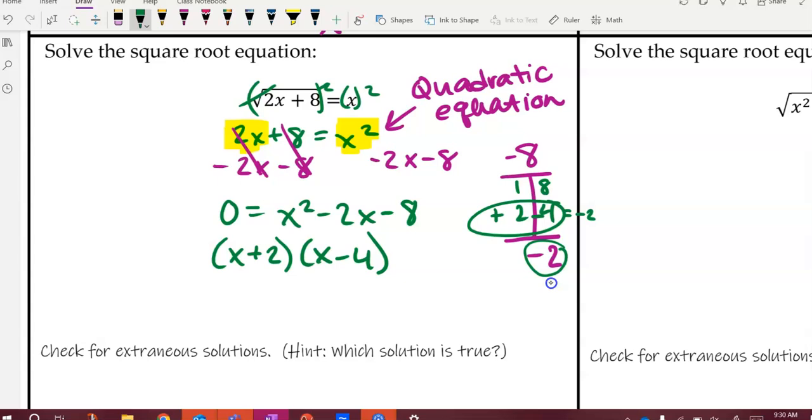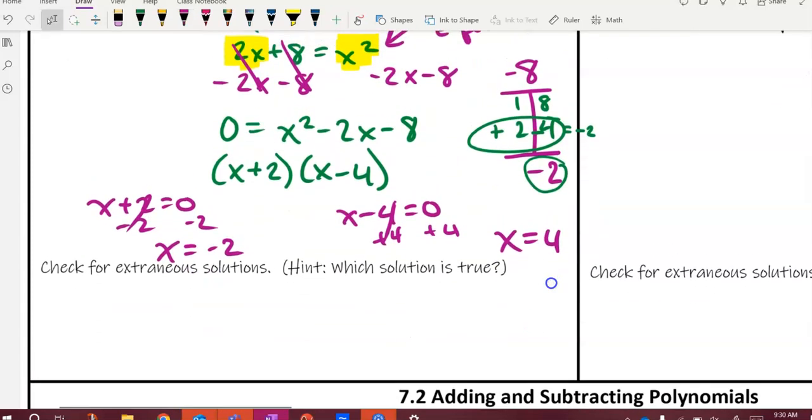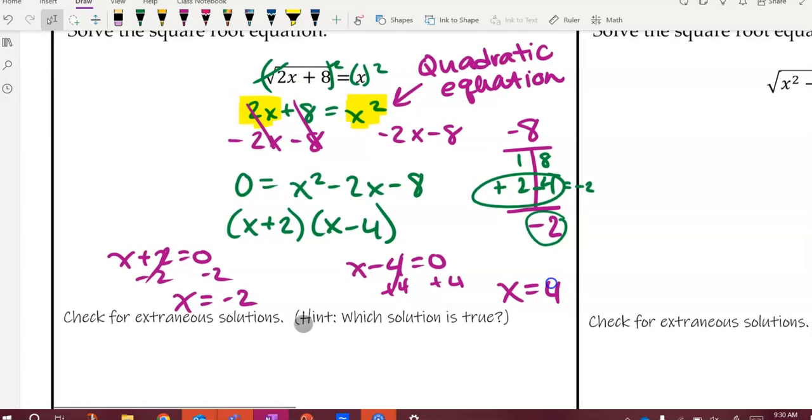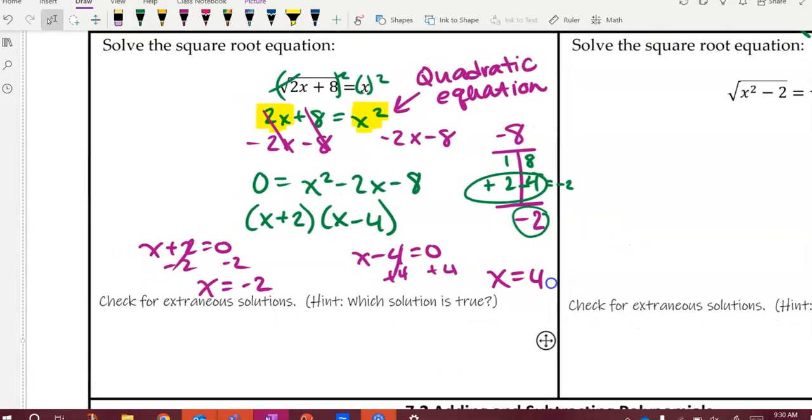Now to solve these, all we're going to do is set these equal to 0. And we add and subtract them to the other side, leaving us with x equals -2 and x equals 4. Now, when we have a quadratic, we get two possible solutions, but only one of them is true. So when it says check for extraneous solutions, we're going to take that answer and plug it back into the original equation.